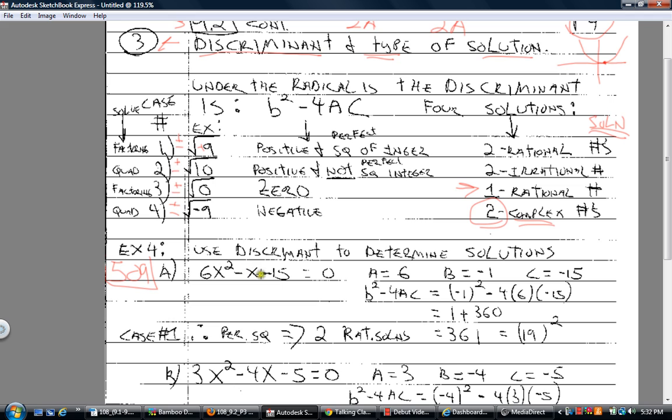6x squared minus x minus 15. Pop a 1 up here for the a; here's your a, here's your b, here's your c. Assign your values. Stick them into the discriminant, b squared minus 4ac, so this is a plug and chug.